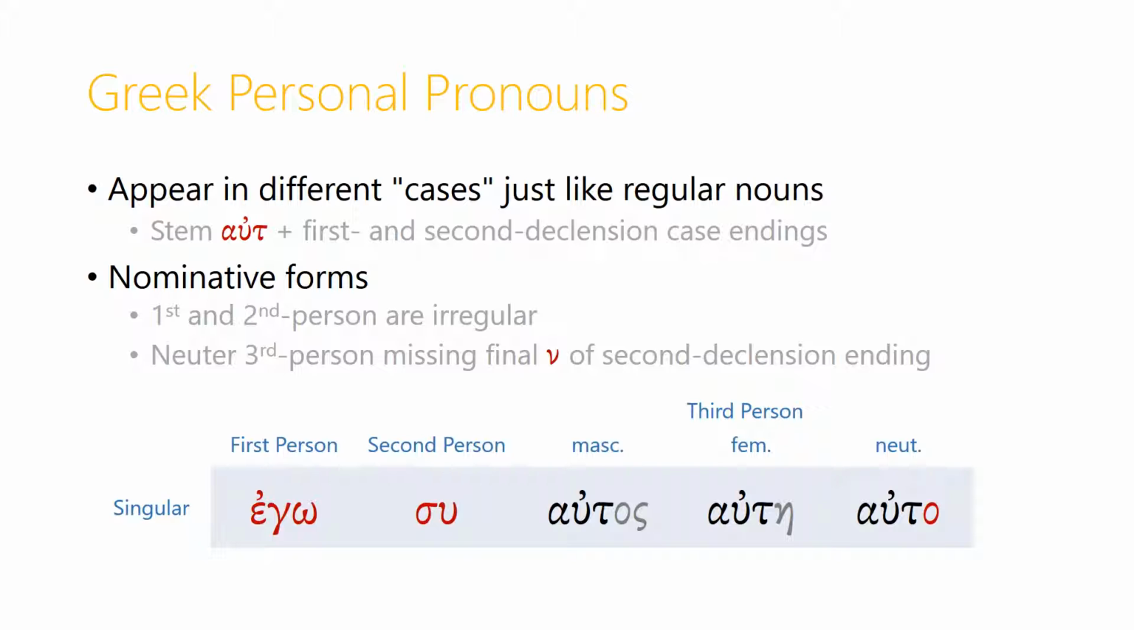And from there, in the third person, we have the regular aut- stem with the first or second declension case endings. Just notice that in the neuter, instead of the omicron nu, instead of auton, we just have auta. That is a common alternate neuter nominative ending that we're going to see showing up in a bunch of other pronouns too. So just remember that in pronouns, instead of the neuter ending being auton, it can often be auta.